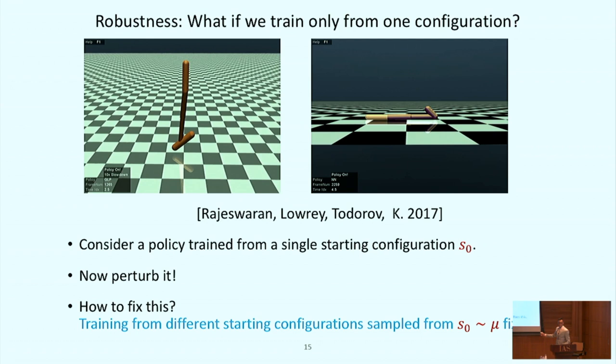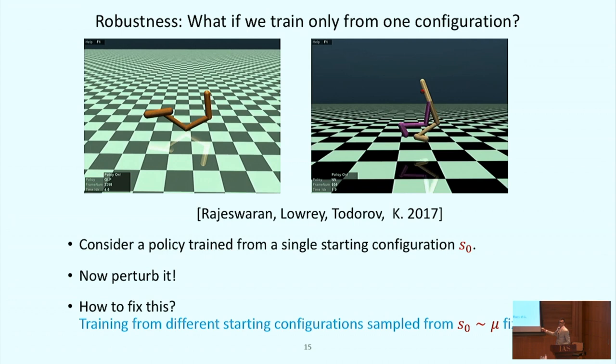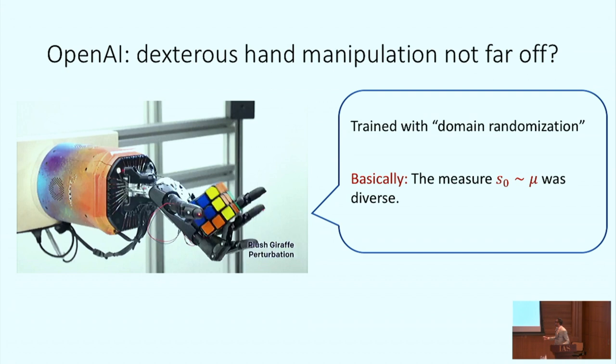Any questions? Is that clear? So mu is going to be a distribution over starting states S0. And now we're going to try to optimize our objective function such that it has high value with respect to this distribution mu. And this is basically what they did in this impressive recent demo from OpenAI.